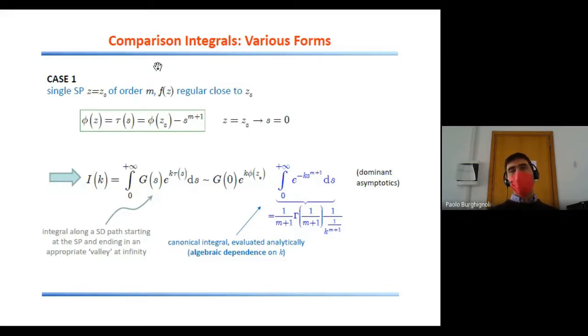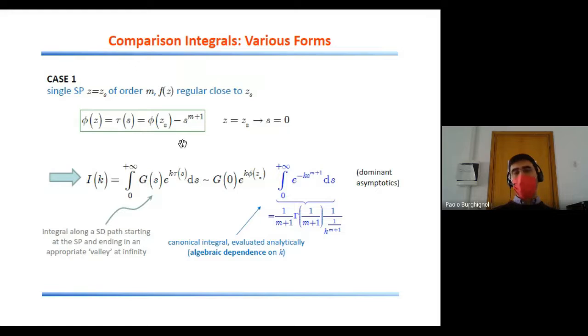Now, when you have a situation like this, which is the simplest case, what you need to do is to equate the original function phi in the exponent of the Laplace exponential to tau, which is now a polynomial of order m plus 1. So you write this polynomial as the value of the function phi at the saddle point minus the monomial s to m plus 1, so that the saddle point zs is mapped into the saddle point at the origin.